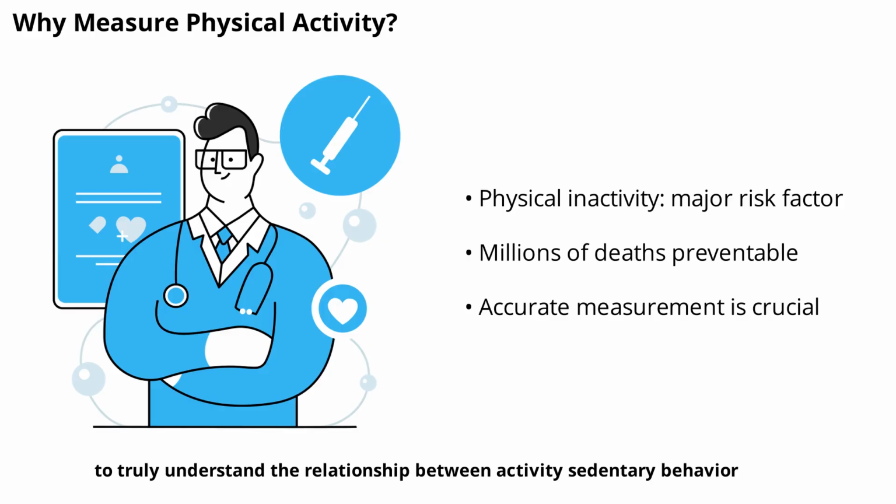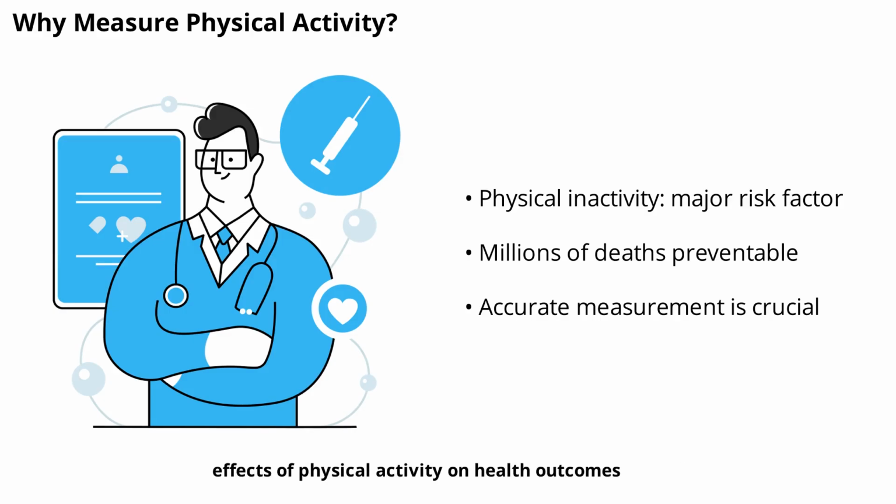While they've traditionally been studied separately, researchers now recognize their combined impact on health. Physical inactivity is a leading risk factor for diseases worldwide, contributing to millions of preventable deaths each year. However, to truly understand the relationship between activity, sedentary behavior, and health, we need accurate ways to measure how much and what kind of activity people do. Without precise measurement, we risk underestimating or missing the true effects of physical activity on health outcomes.